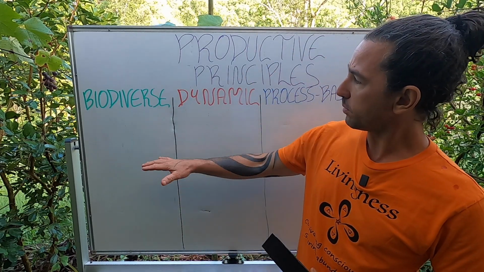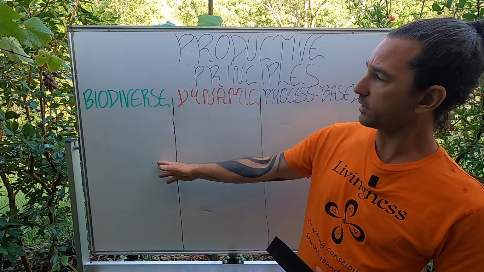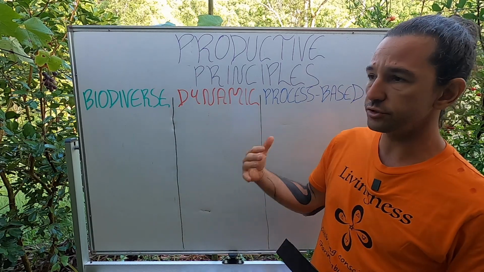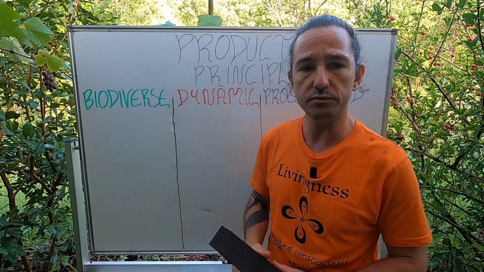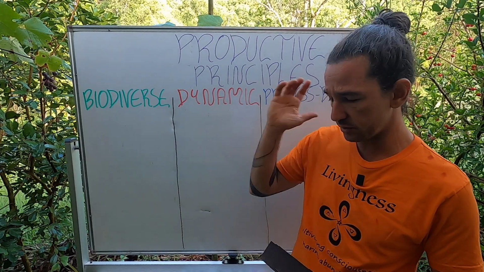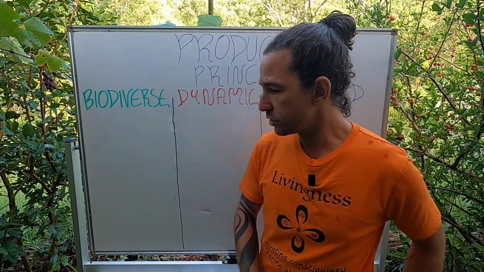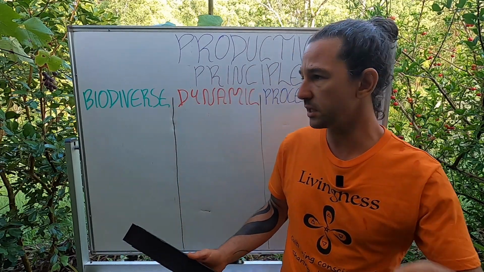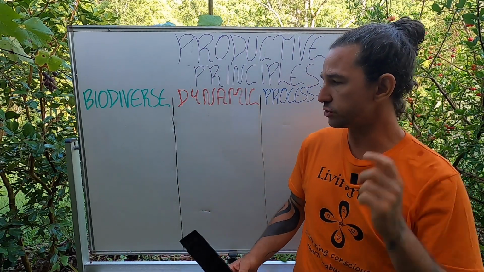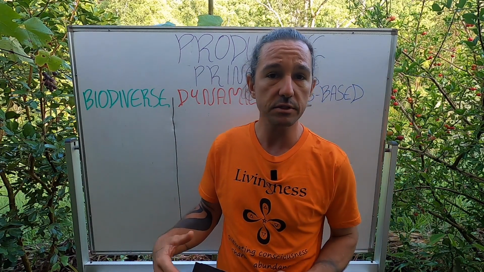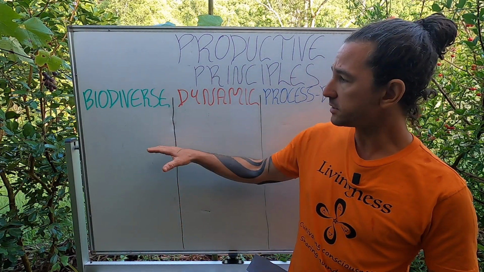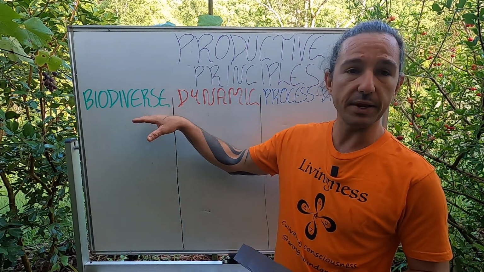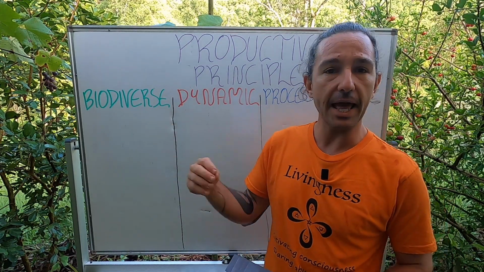Alright, so today I'll talk about those three principles that I presented in that first video: biodiverse, dynamic and process-based. So let's start with biodiverse. Some people might say, oh, but biodiversity is kind of a given. It's kind of a regenerative process too, and I'll definitely agree with that. It is indeed. But in our systems, we have to be very careful in how we select the biodiversity.